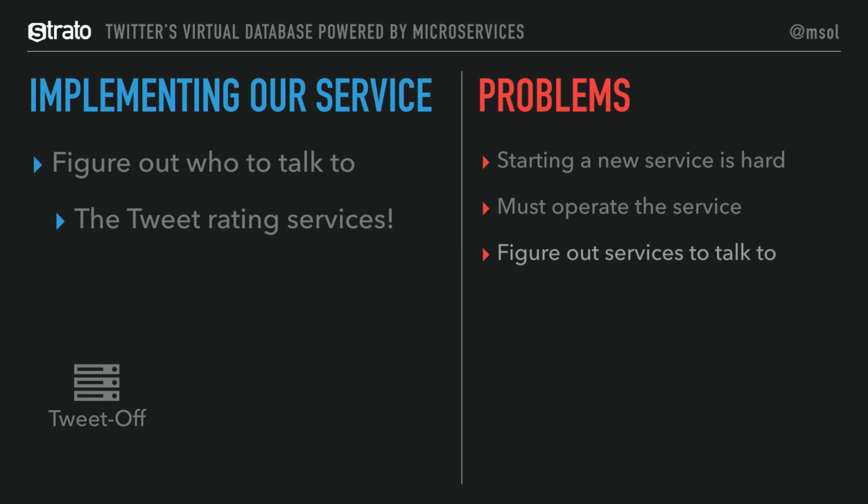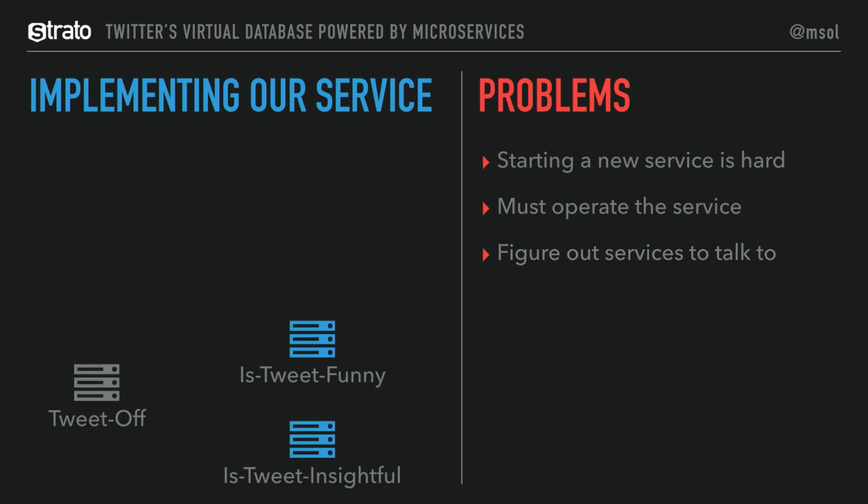So let's draw this out again. We have our tweet off service, no business logic inside of it. And we have maybe a couple of different services that score tweets. We'll call them the isTweetFunny service and the isTweetInsightful service. And the next thing we need to do, now that we know about these services, we'll keep this picture around. Now that we know what we want to talk to, we need to know how to talk to them. And that means figuring out their service interface.